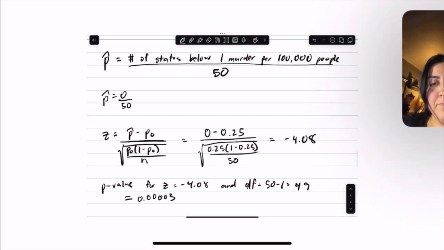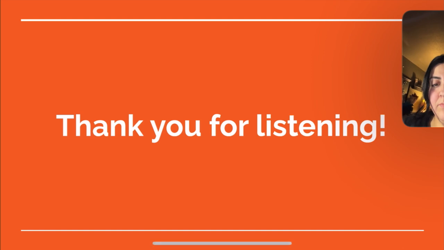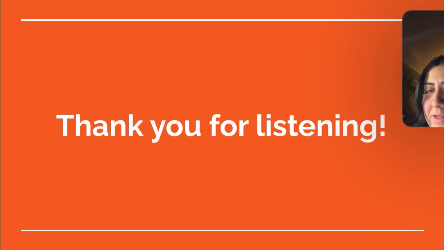And this is the math for that part, very similar. And in conclusion, from the hypothesis test, both hypotheses were supported, and from the confidence interval, only the first one was supported.